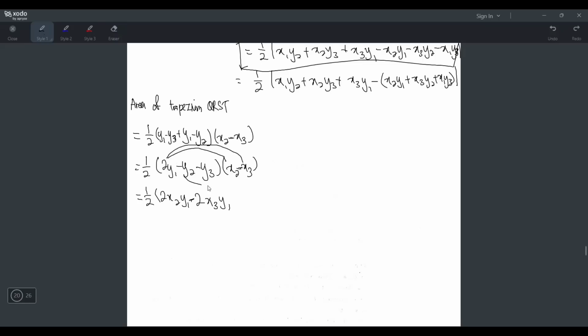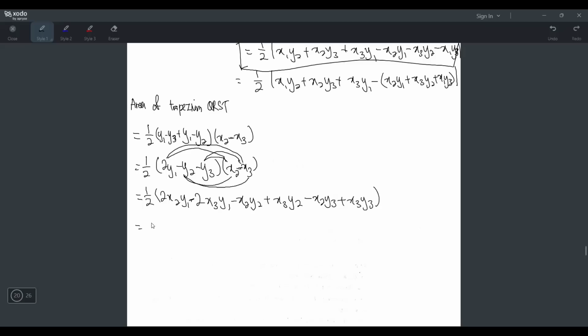Correct. Next one is negative y2 times x2, so it's negative x2y2. And then next one is negative y2 times negative x3, so it becomes positive: negative, negative, positive, and y2 times x3 is x3y2. Next one is negative y3 times x2, so you get negative x2y3. And then the last one is negative y3 times negative x3. Negative, negative is positive, and x3 times y3 is just x3y3.